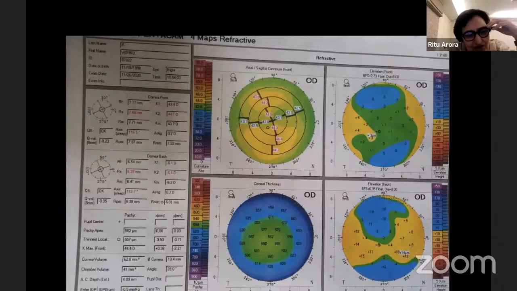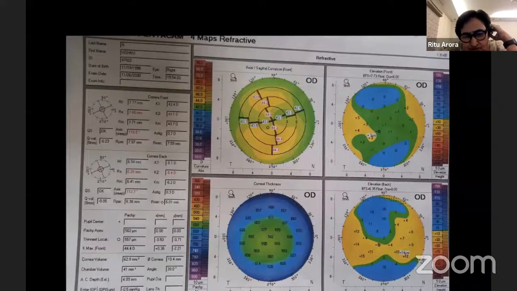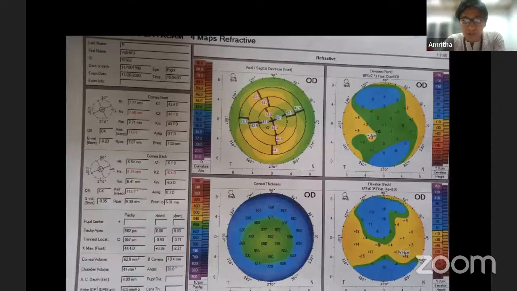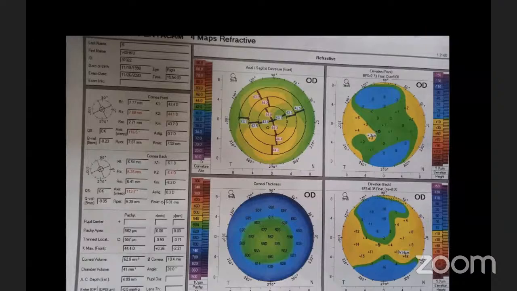Then what is Q value telling you? Yes, Amrita. The asphericity. Very good. Degree of asphericity. And what is the normal value you will take here? -0.2 to -0.3 usually in normal individuals. No, up to what is the range beyond which you will start considering it's abnormal? Anybody? If it is more than 1, it's abnormal.